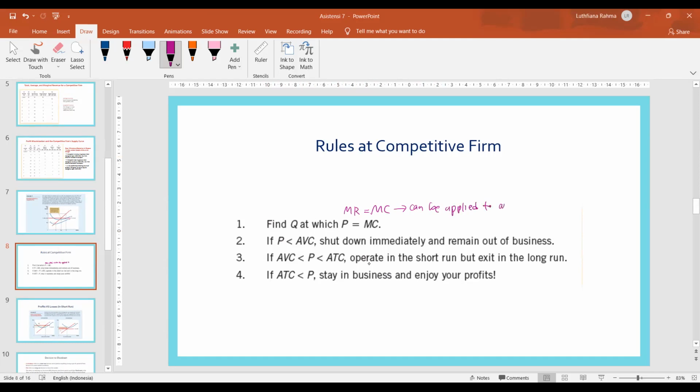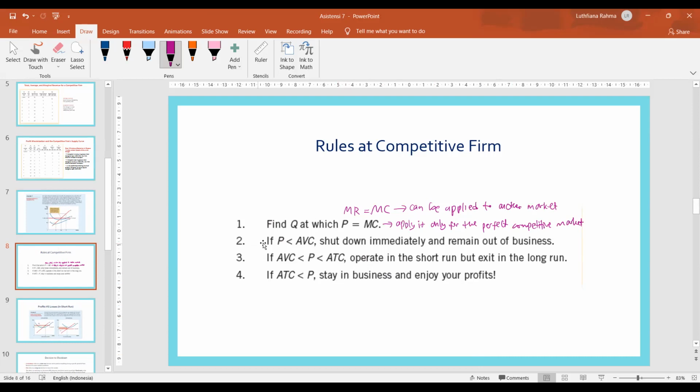This can be applied to another market. Meanwhile, P equals MC, you could only apply it for the perfectly competitive market. Okay, that is for the rules.